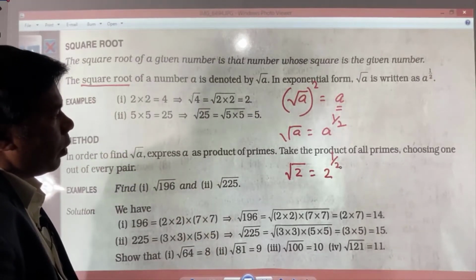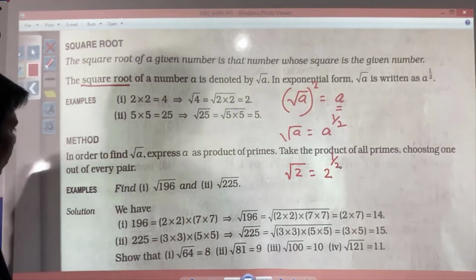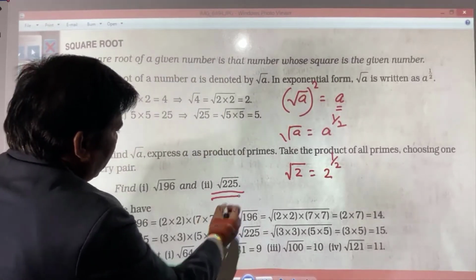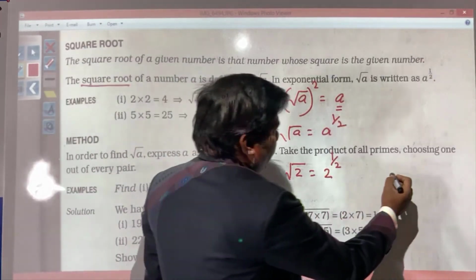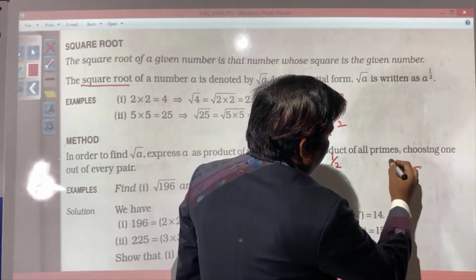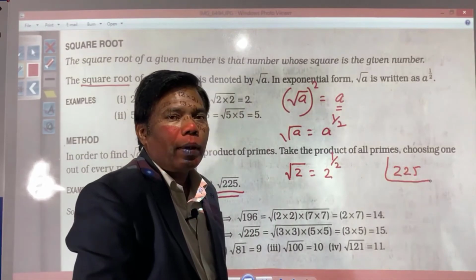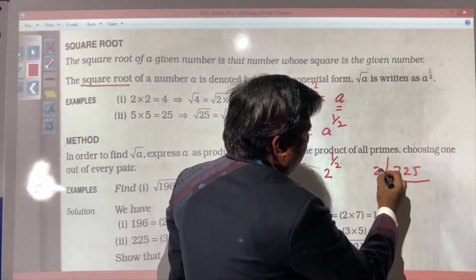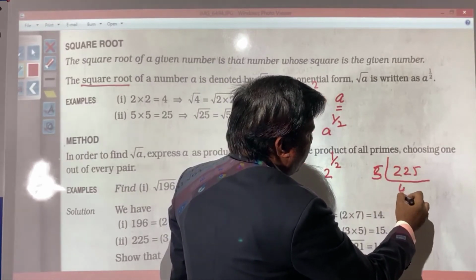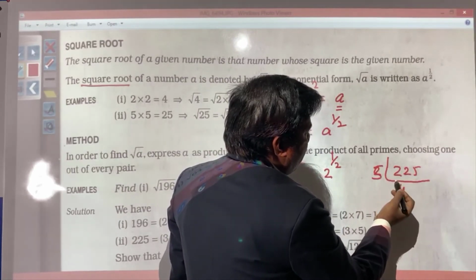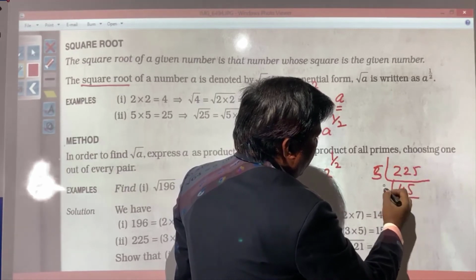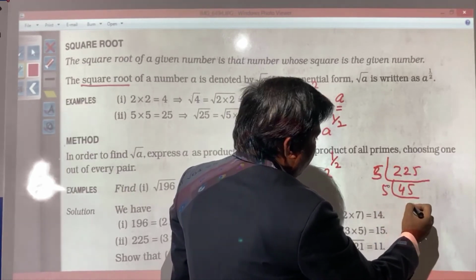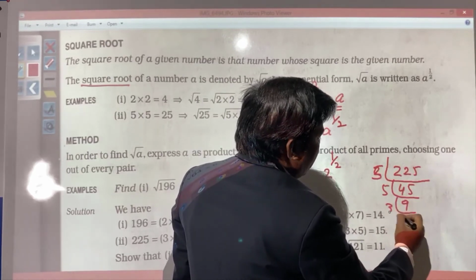In order to find root a, express a as a product of primes. Take the product of all primes, choosing one out of every pair. Suppose if any number has been given, suppose we are taking 225. What we need to do? We need to find out the prime factors of 225. So 5 fives are 25, 5 nines are 45, and 3 threes are 9.